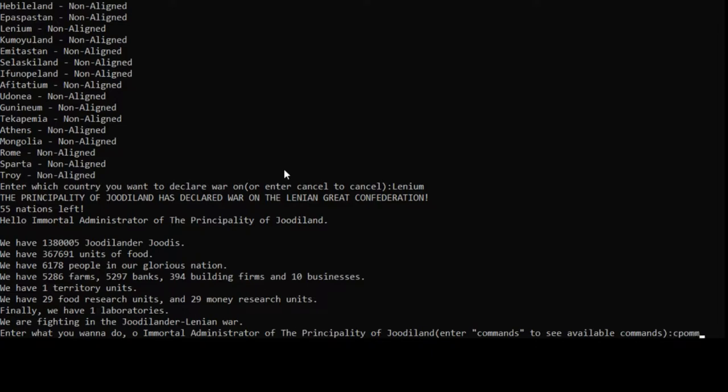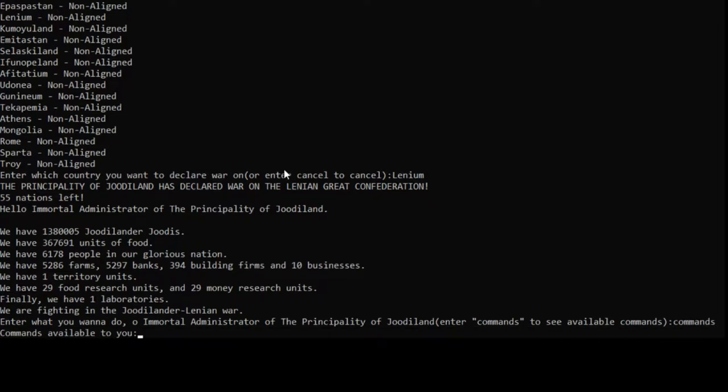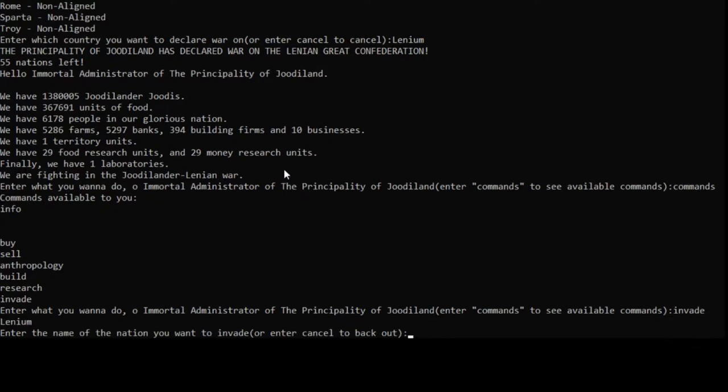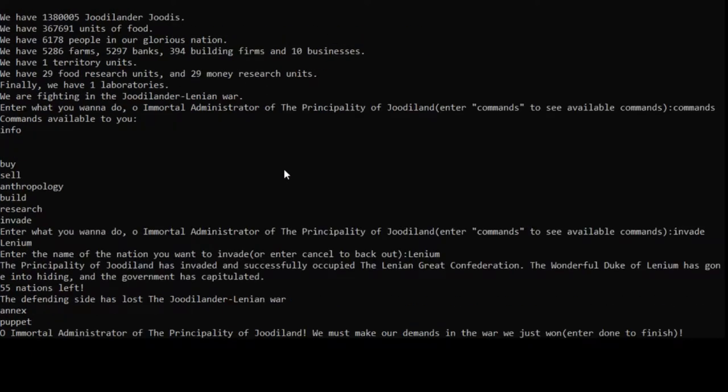Alright, and now, if we look in our commands, we have the invade command. No longer can you just invade and take land. Now, you actually have to declare war first. Nevertheless, let's invade Lenium. Alright, the Principality of Joodiland has invaded and successfully occupied the Lenian Great Confederation. The wonderful Duke of Lenium has gone into hiding, and the government has capitulated. Yes! We have won the war.